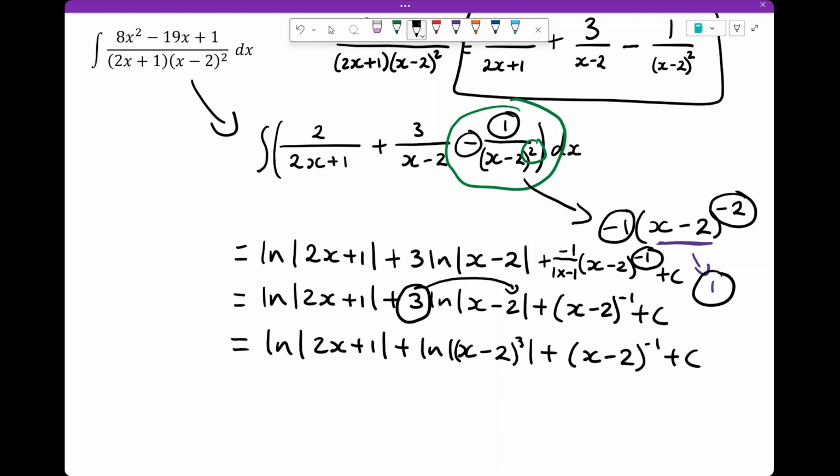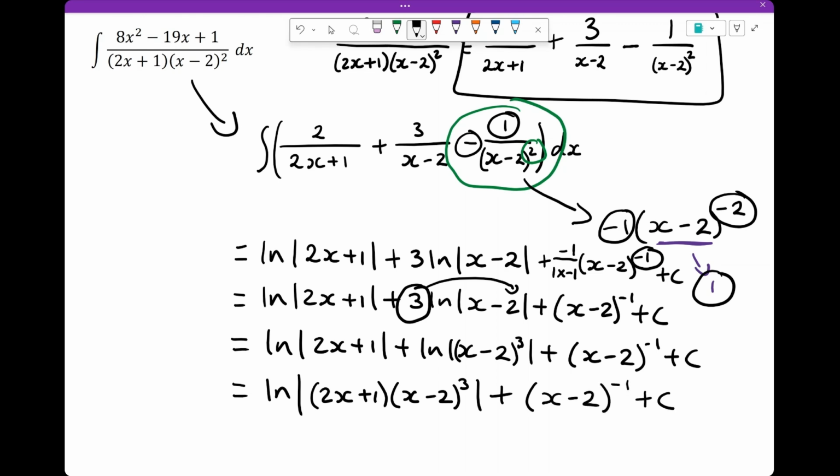Now that we brought our power of 3 in, we can now use our addition law of logs to combine our first two terms. What is inside the logarithms are going to multiply together. So therefore, what we're going to get is the natural logarithm of 2x plus 1 multiplied by the x subtract 2 to the power of 3. And then we're going to get plus our other term, which is x subtract 2 raised to the power of negative 1 plus c, like that. And that's as far as you'd be expected to simplify.